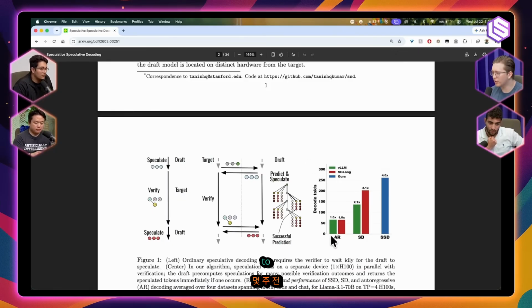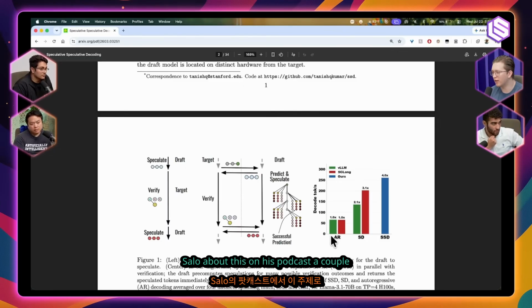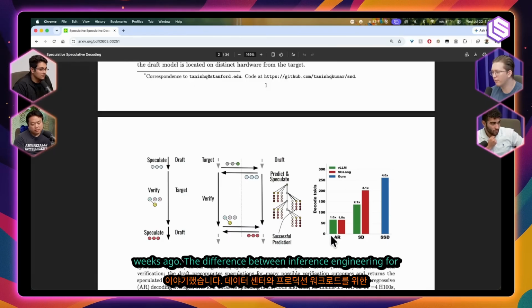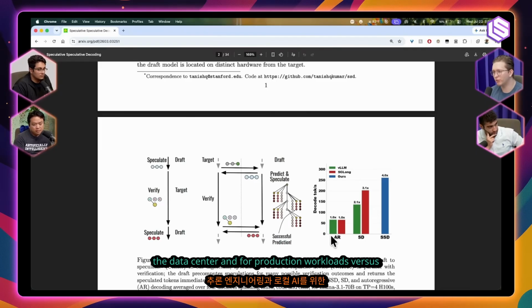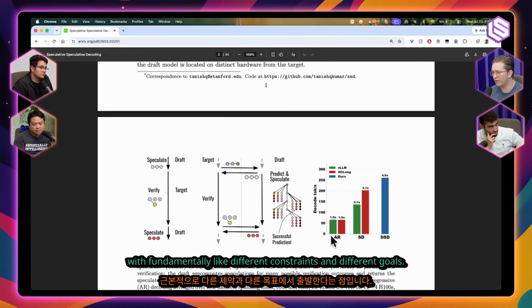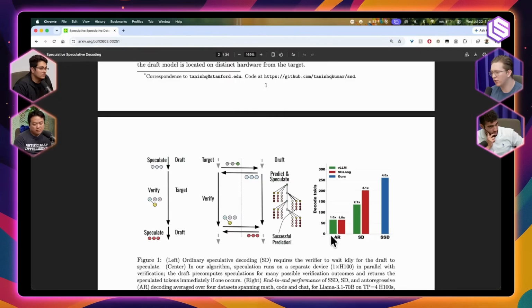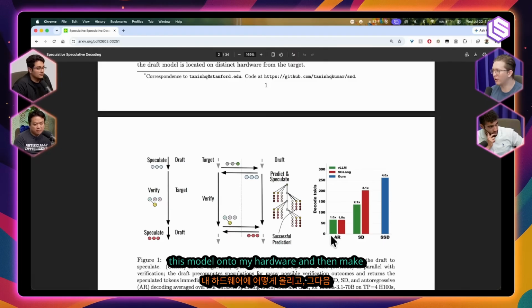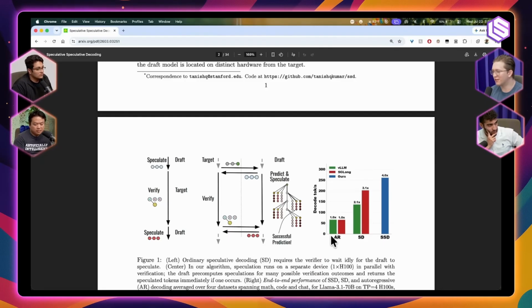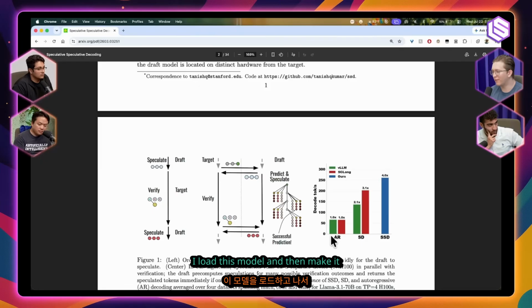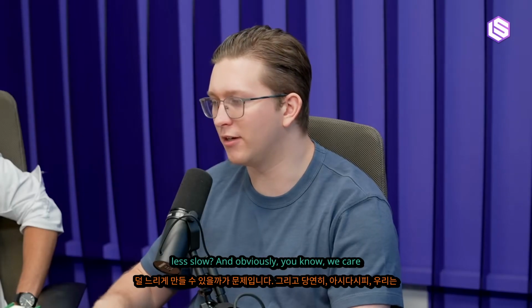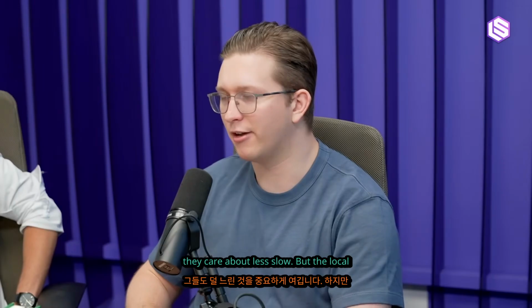Pretty different. I talked to Sero about this on his podcast a couple weeks ago. The difference between inference engineering for the data center and for production workloads versus inference engineering for local AI is that we start with fundamentally different constraints and different goals. With local AI, it's how do I fit this model onto my hardware and then make it less dumb? And with data center inference, it's how do I load this model and then make it less slow?